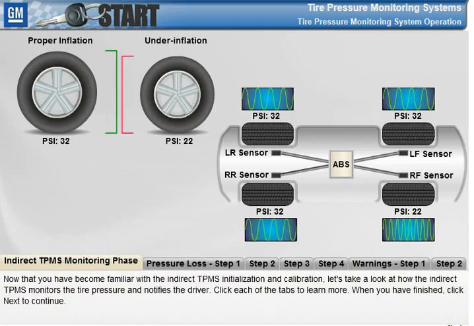Now that you have become familiar with the indirect TPMS initialization and calibration, let's take a look at how the indirect TPMS monitors the tire pressure and notifies the driver. Click each of the tabs to learn more. When you have finished, click Next to continue.